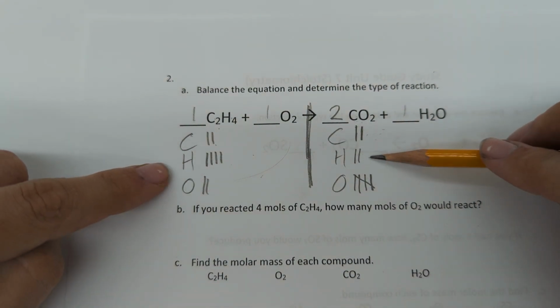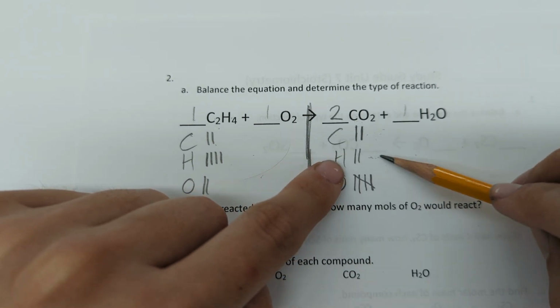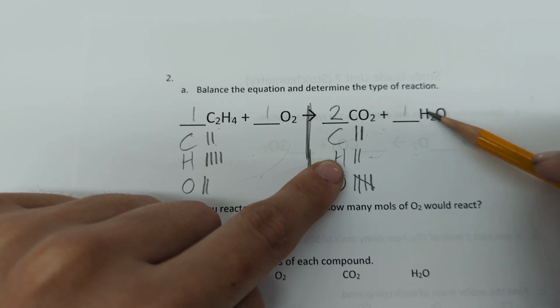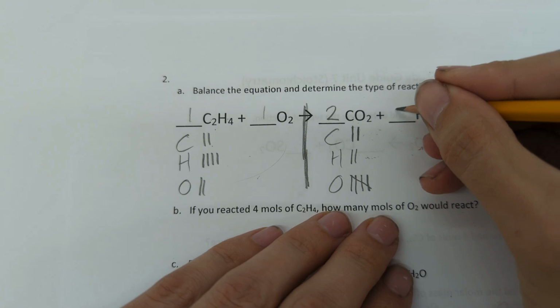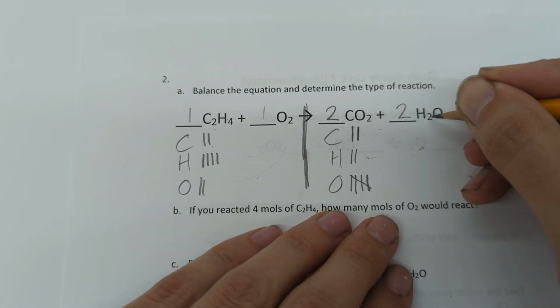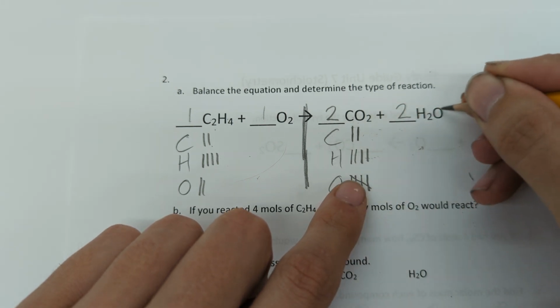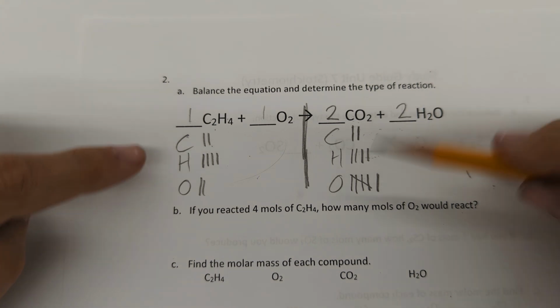If I look at my hydrogen, I have 4 on my reactant side, 2 on my product side. I need more on my right side. And I know I can add 2 if I add 1 more water. So I'm going to change this from a 1 to a 2. And when I move that up 1, I have to add 2 hydrogen, and I also have to add 1 oxygen. So everything's balanced now except my oxygen.